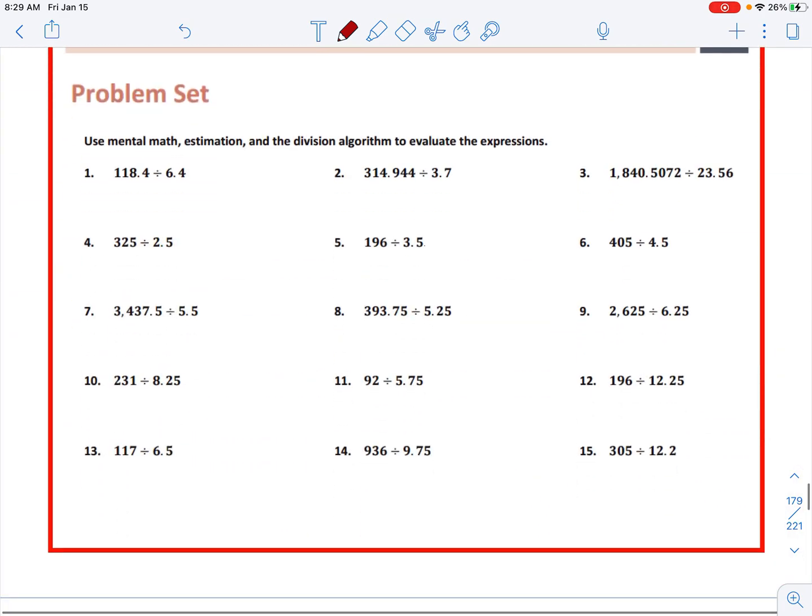All right, guys, I'm going to send you this problem set, okay? I only want you to do 5 problems. So you can choose any of these problems on the problem set, do 5 of them, and then get that turned in.